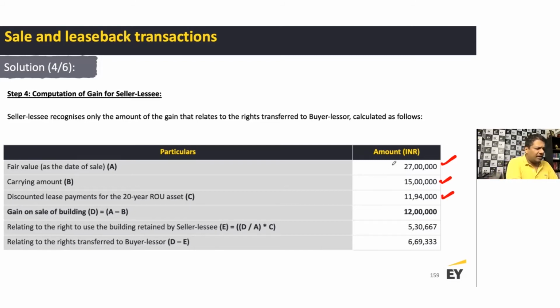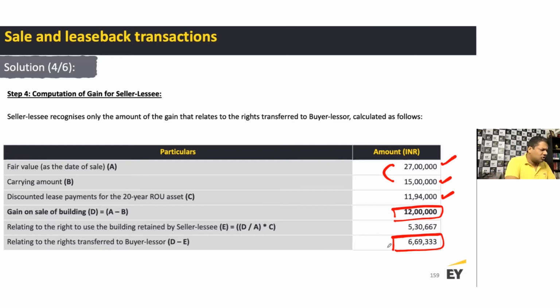So the gain on sale is 12 lakh. Okay, 12 lakh. Now this 12 lakh is not what you get to record in the P&L. What you get to record in the P&L is 6,69,333. Okay, now the gain relating to the right which is retained is not allowed to be recorded.